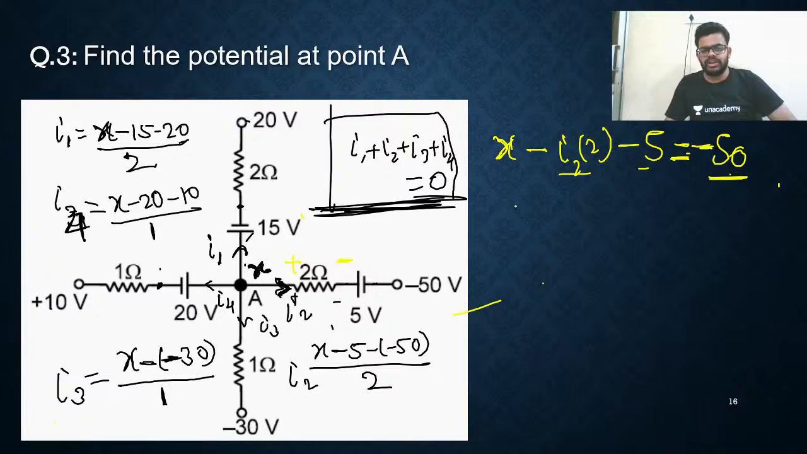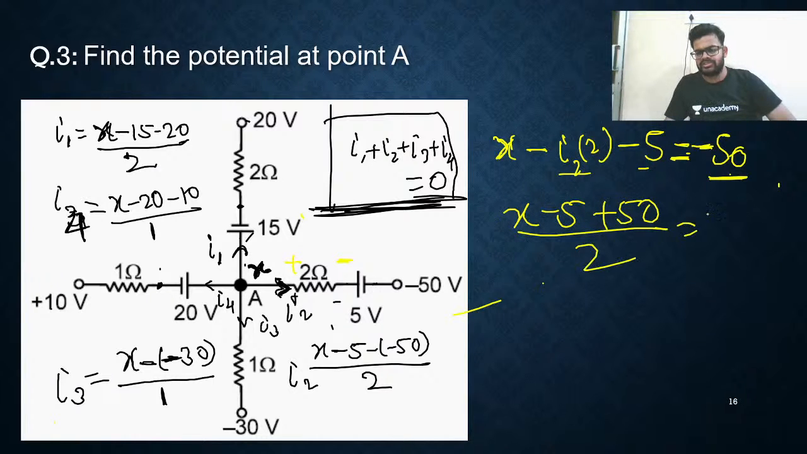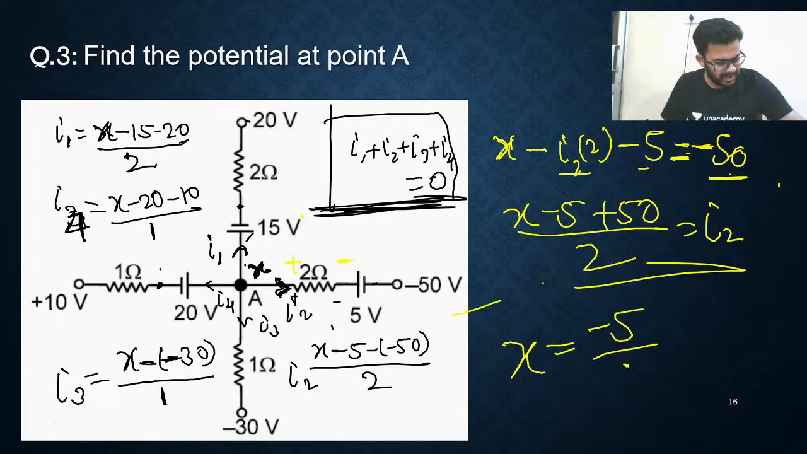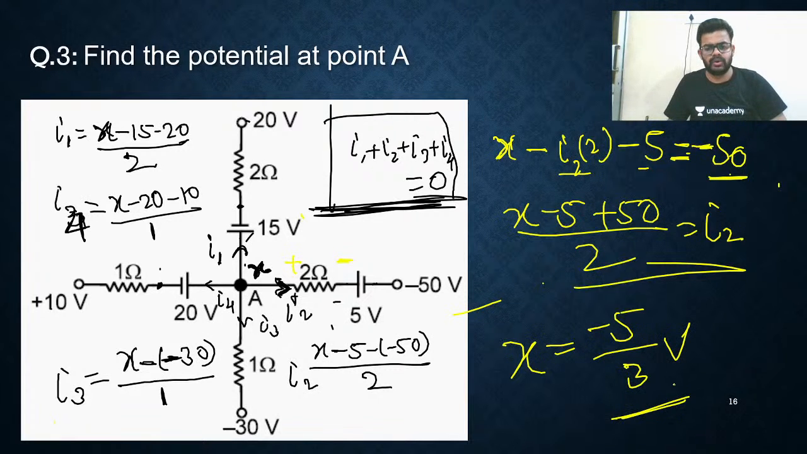So finally, let us solve this. What you are getting? X minus 5 plus 50 divided by 2. This is I2, so it is the same as we have written in the diagram, right? That's all. Very good. You'll solve this all and get the final answer: the potential of point A, that is X, is minus 5 by 3 volt. That's all.